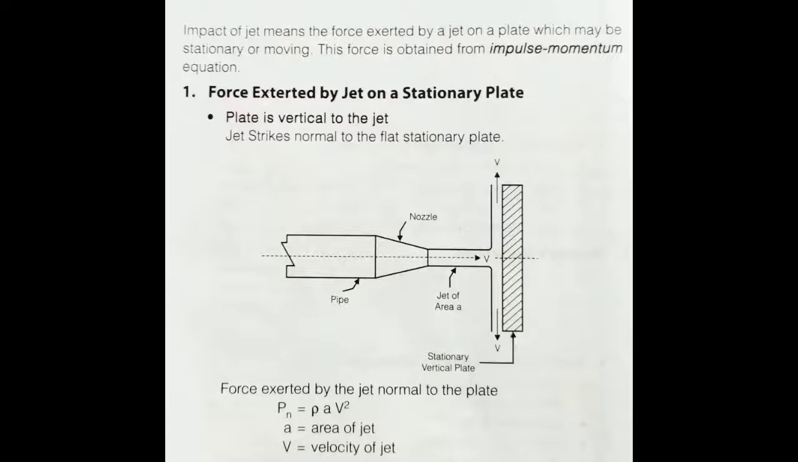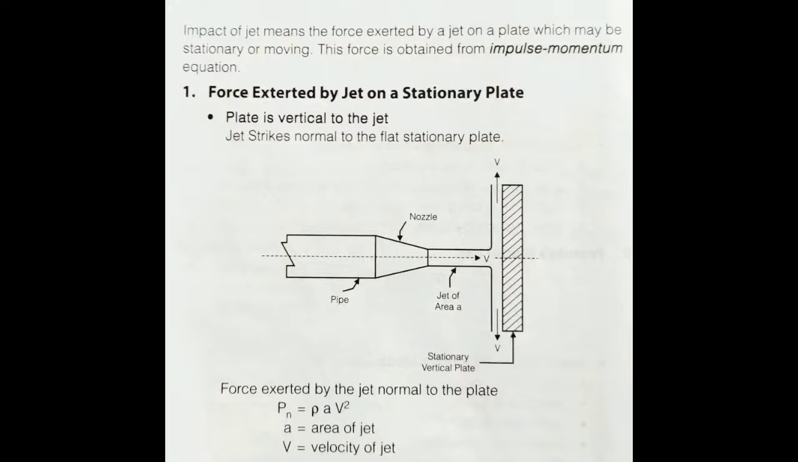Next topic is impact of jet. Very important. Impact of jet means the force exerted by a jet on a plate which may be stationary or moving. The force is obtained from Newton's second law, that is the impulse momentum equation. Now we are going to see different cases of impact of jet. First is force exerted by a jet on a stationary plate.